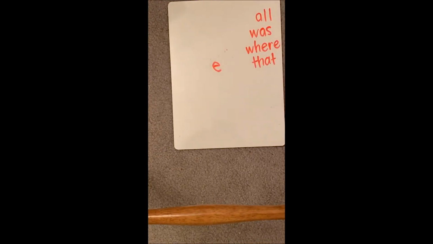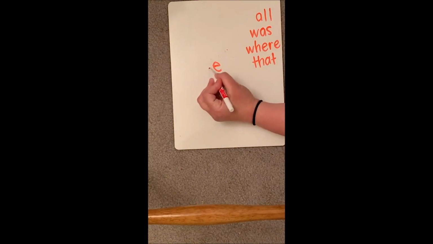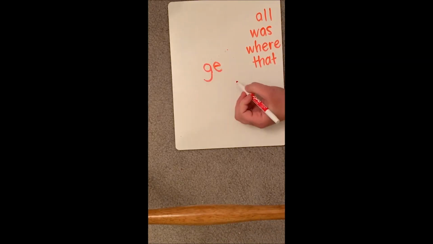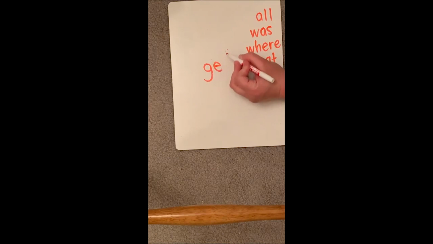Open them. Which letters are missing? All we have is E. Help me out. G. Remember, we're making the word get. Get. T. You're right.